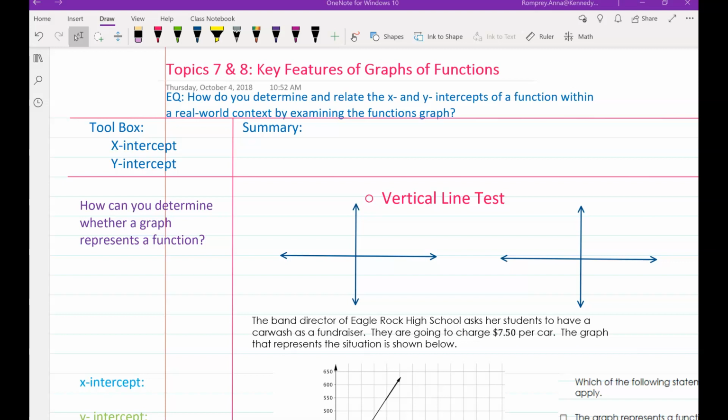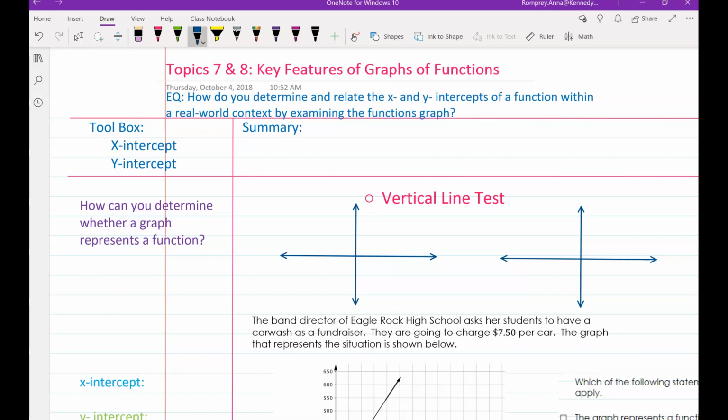So first we want to talk about how can you determine whether a graph represents a function. Now we talked about how to determine whether a relation was a function, a set of ordered pairs. So we were looking to see if all of those x values only had one y value. So another way that we can do this is by the vertical line test.